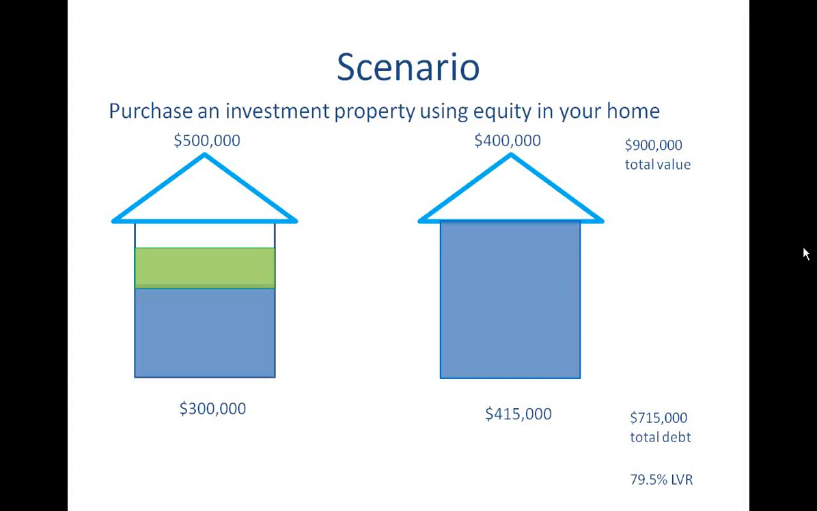However, you need to be aware that both properties will be tied together or cross-collateralized. This means that the lender secures both properties against the total debt, and this can cause potential restrictions if you decide you wanted to refinance one of the properties to another lender in the future, or it could limit your options if you want to sell one of the properties. For example, if you sold your home for $500,000, you would have to pay down the debt against the investment property, and to what level would be dictated by the lender.